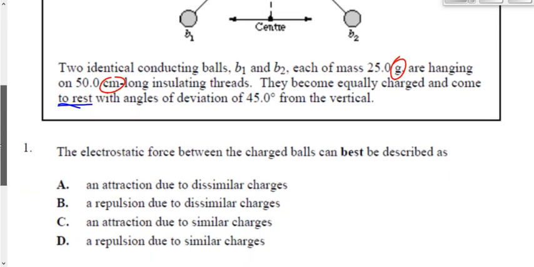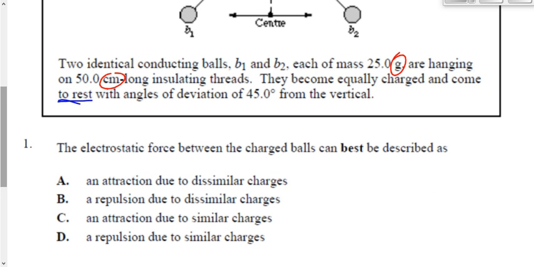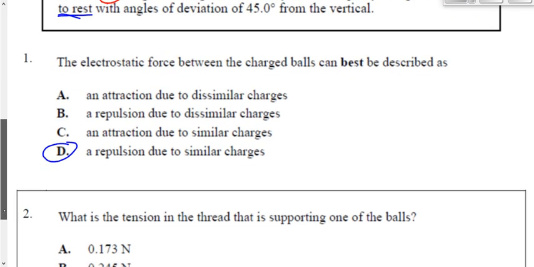It says the electrostatic force between the charged balls can best be described as what? Is it attractive or repulsive? It's repulsive. We know it's repulsive because they're not coming together, they're spreading apart. It's repulsive due to similar or dissimilar? Similar charges, right? We usually talk about like charges as opposed to similar charges, but you can distinguish between those two words, right? Similar versus dissimilar, like charges versus unlike charges, or opposite charges. The answer for number 1 is D. That's a relatively straightforward one.